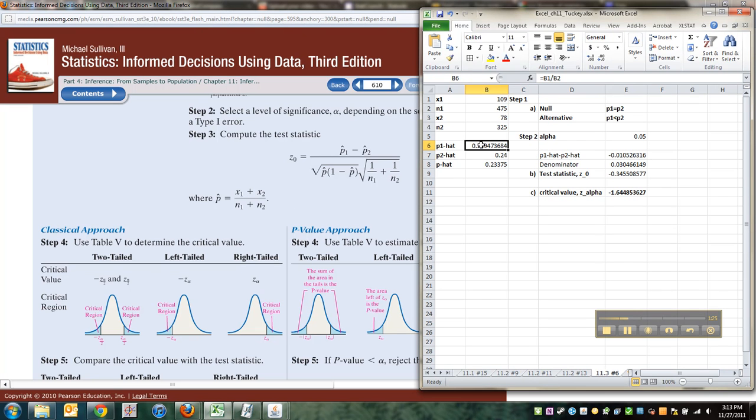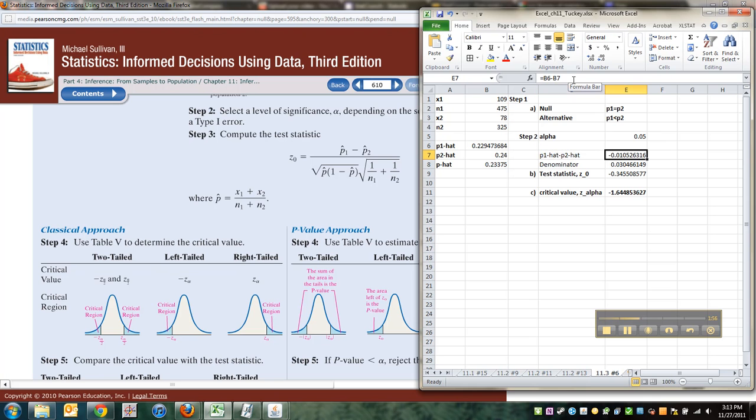So what I did was I first found p1 hat and p2 hat, and I do that by taking x1 divided by n1 for p1 hat and x2 divided by n2 for p2 hat. And then I also found p hat. I do that by taking x1 plus x2, in parentheses, because you got to have that joined up in the numerator. Then you close your parentheses and then do the divide symbol. And then you do another parentheses and you add up n1 plus n2. Enter. All right, and there's your p hat.